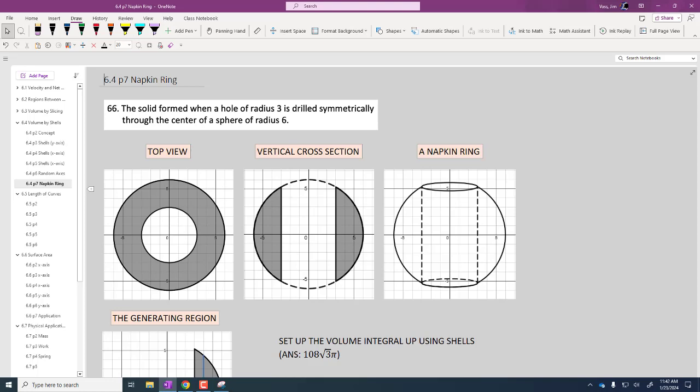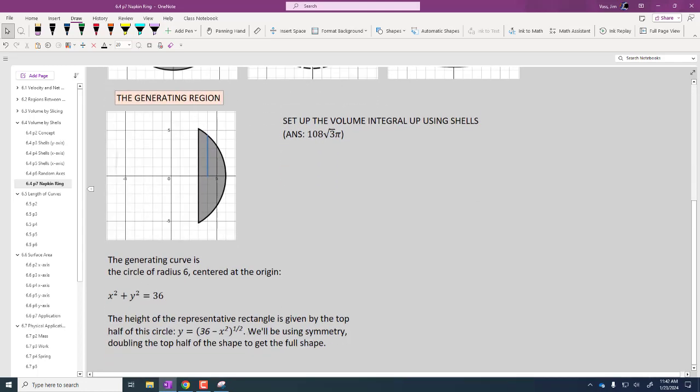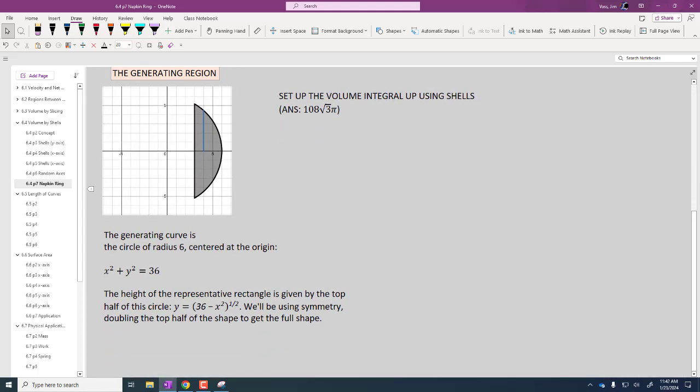Okay, so this is going to be our basic setup. Long story short, we're going to use that region right there. That gray region rotated about the y-axis is going to generate the napkin ring. Now we can also use some symmetry. And we could just focus on the top here. And that rotated around the y-axis will create the top half, and then we could double it.